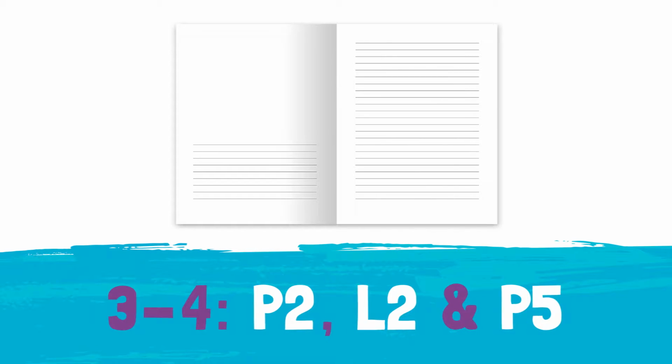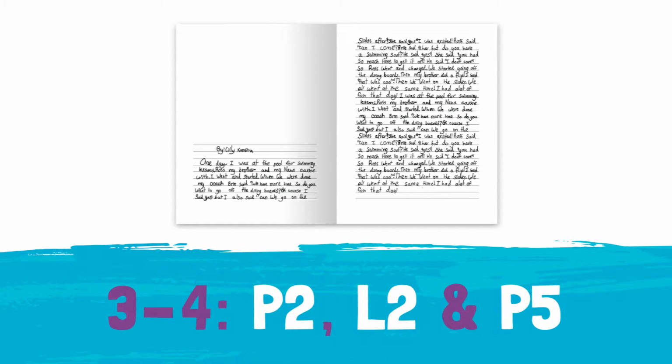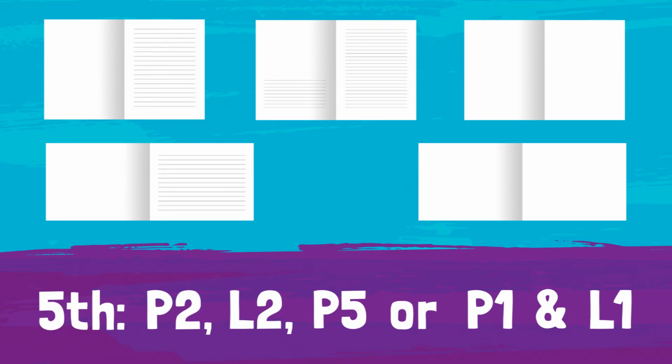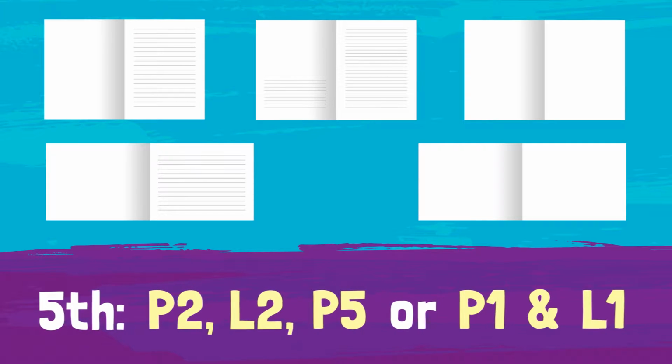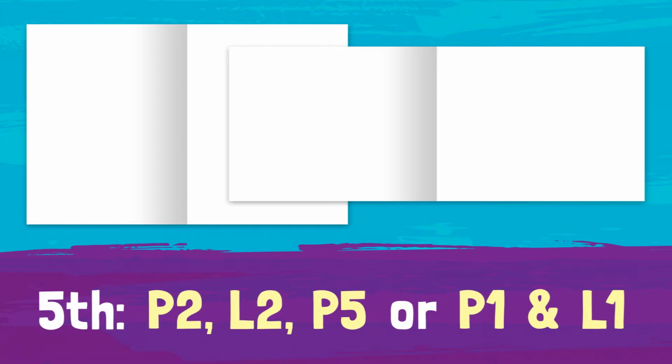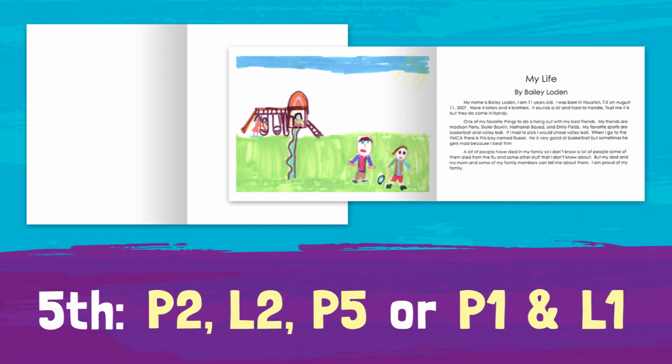P5, the Writer's Choice Template, also gives each student 2 pages, but allows for 1.5 pages of writing and a half page for artwork. For 5th grade, choose from P2, L2, P5, or the blank templates P1 or L1. The blank templates allow for more flexibility for students and work well if books contain only artwork or typed writing. Blank templates can be used for any grade level.